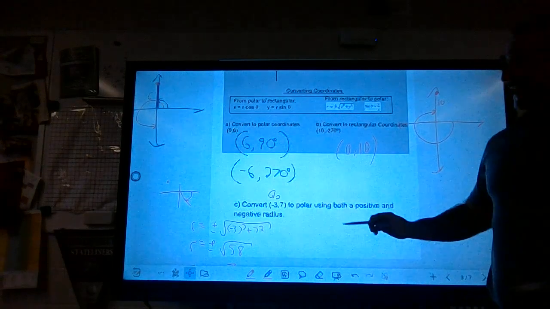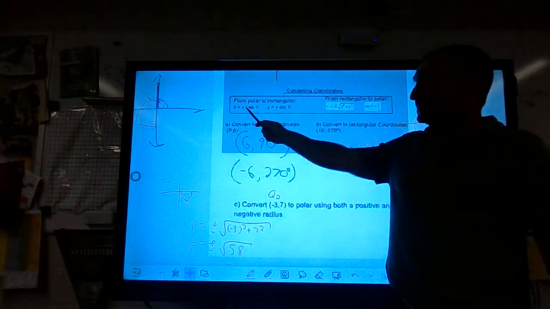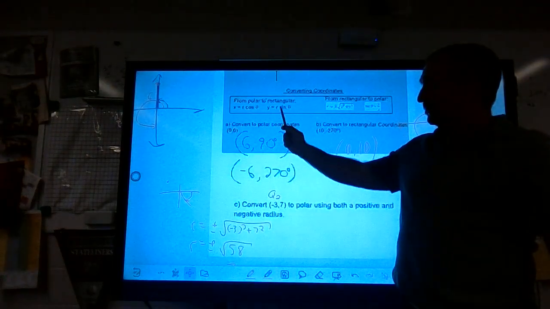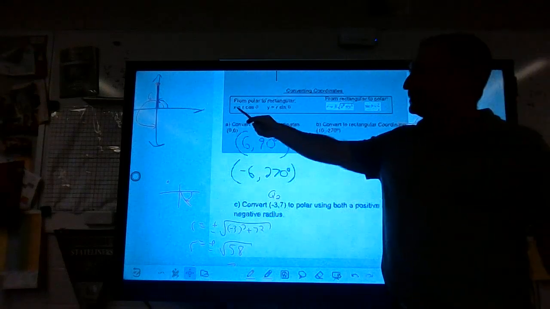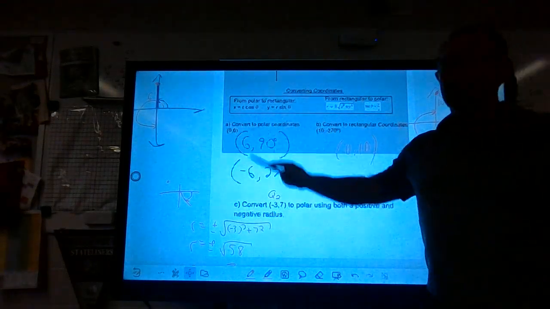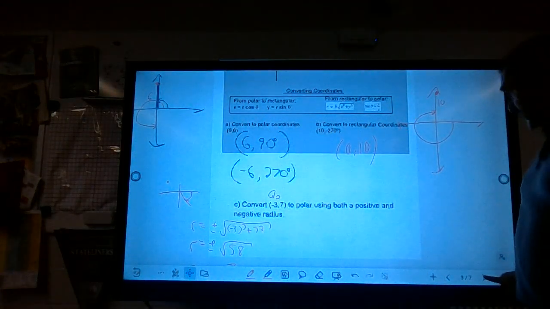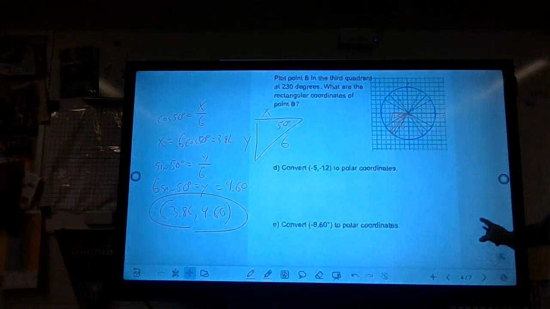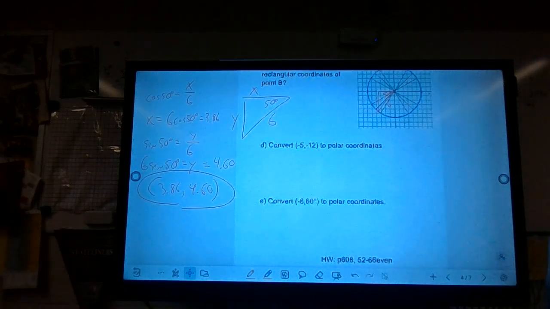Going polar to rectangular is pretty simple. You just take the radius cosine angle, radius sine angle. Cosine has always been affiliated with x since day one. Sine has always been affiliated with y, so that doesn't change. So let's go and take a look here. Convert -5, -12 to polar coordinates.